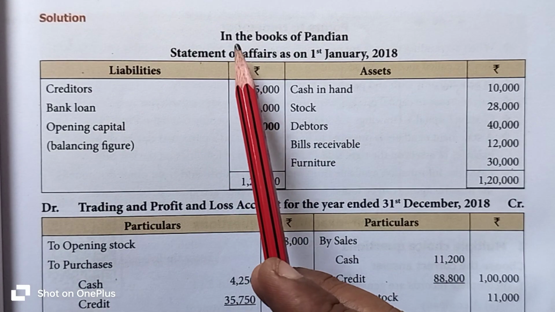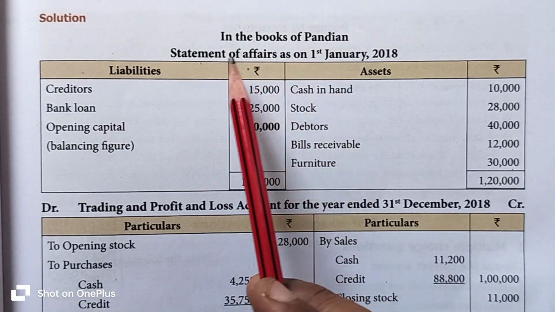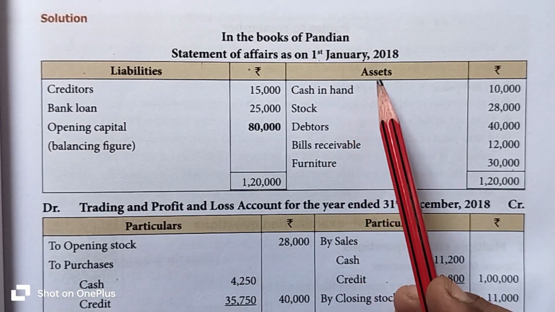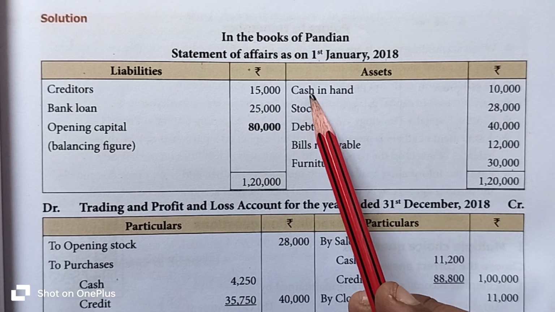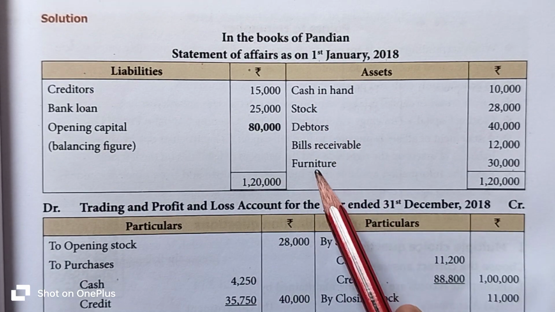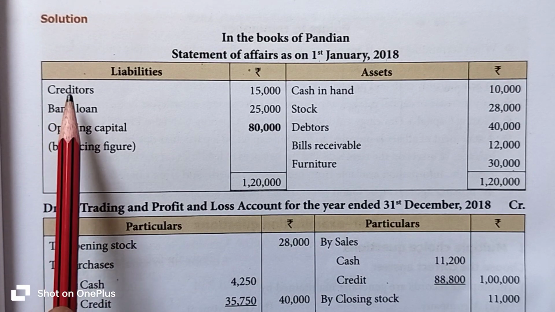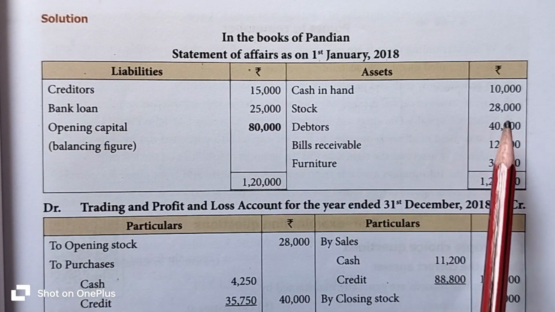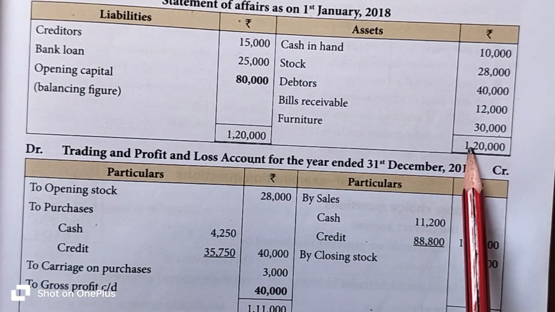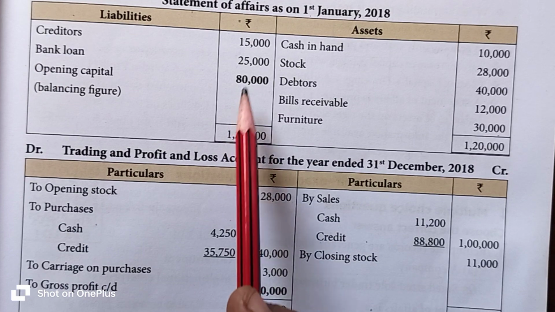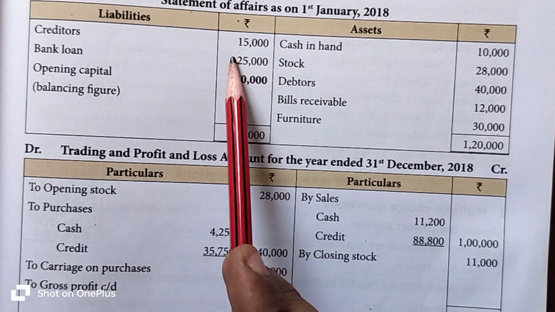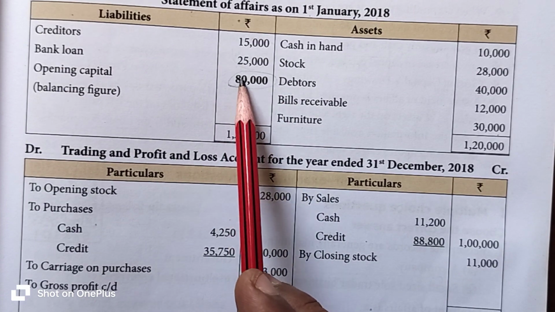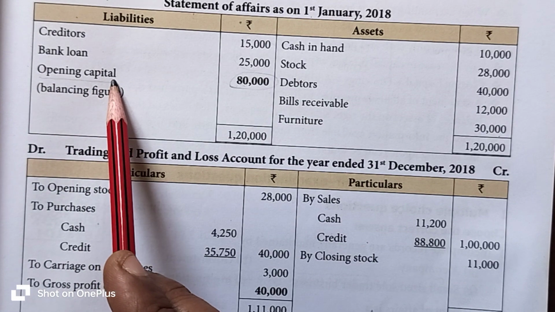So first we write the heading: in the books of Pandian, statement of affairs as on 1st January 2018. The items on the asset side are the opening balances of cash in hand, stock, debtors, bills receivable, and furniture. On the liability side, the opening balances of creditors and bank loan. Then we get the total on the asset side, 1,20,000 rupees. We subtract 40,000 from 1,20,000 and get 80,000 rupees. This is the balancing figure, and 80,000 rupees is the opening capital. Now we have found the opening capital.